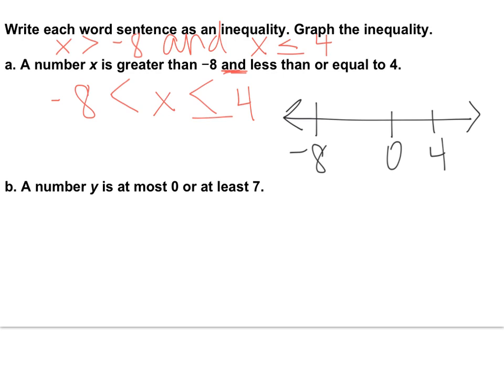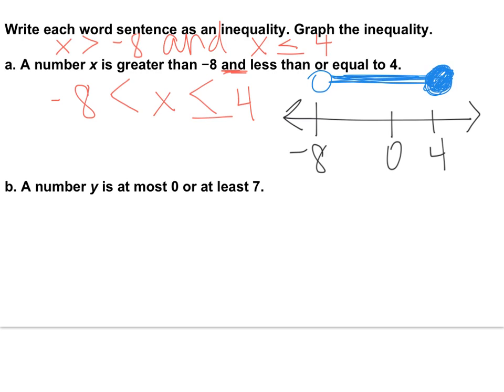I am going to put an open circle above -8 and a closed circle above 4. I only want what they have in common, so I only shade the inside. That's it. That's how every single and inequality should look. So let's try this second one.